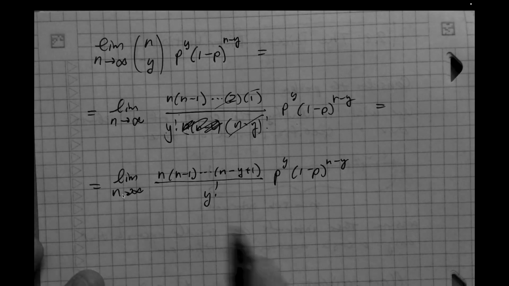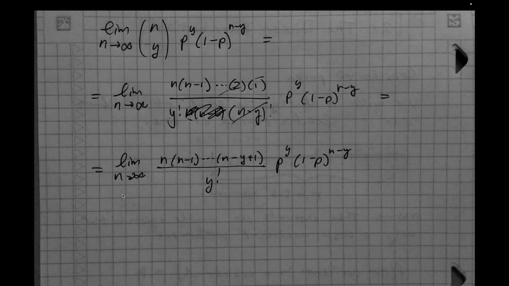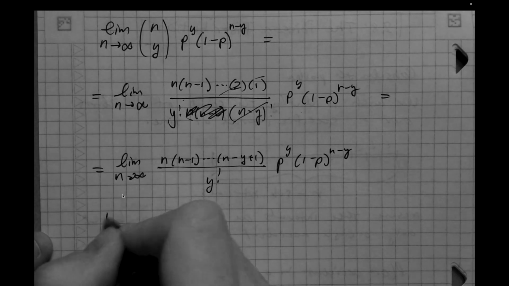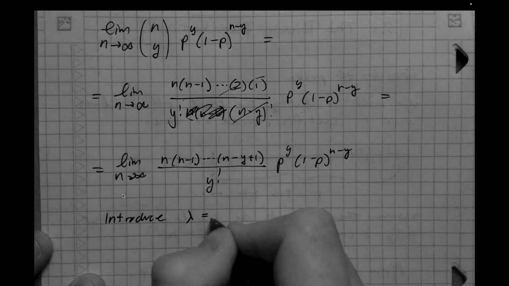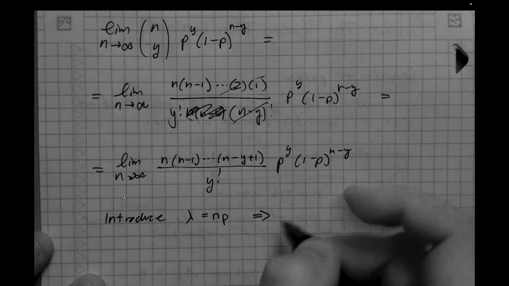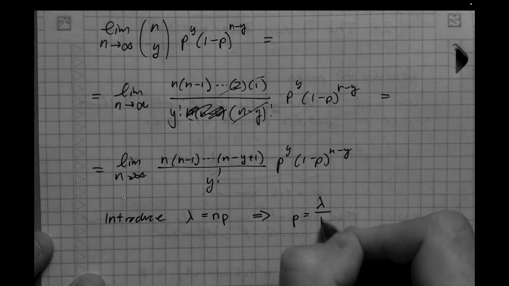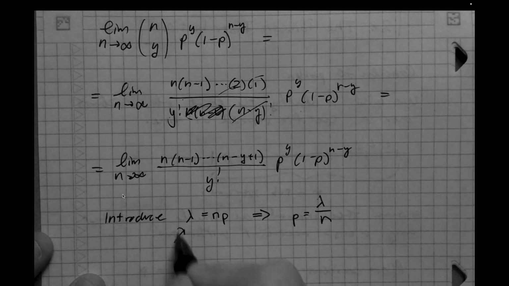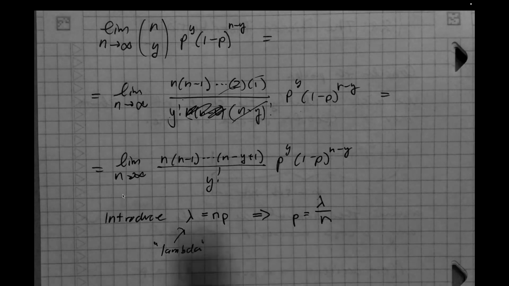Now, what we want to do next is introduce what will become the parameter for a Poisson distribution. So we're going to introduce lambda, and we're going to set that equal to n times p, which of course means that p is equal to lambda over n. So this is lambda, which is a Greek character. So we've got this new value that we're introducing here.